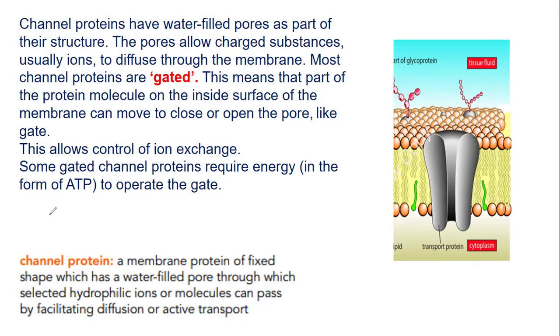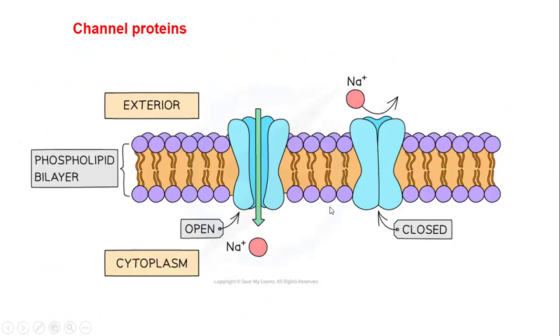The way you can have a gate at home. Sometimes the gate can be closed so that no one enters, but when you need someone to enter, you can open it. So that is going to allow control of exchange of ions, in that not all the time ions will be entering into the cell, or not all the time ions will be leaving the cell. And usually those gated channels require energy to operate that gate, which closes and opens. So channel proteins allow facilitated diffusion to occur.